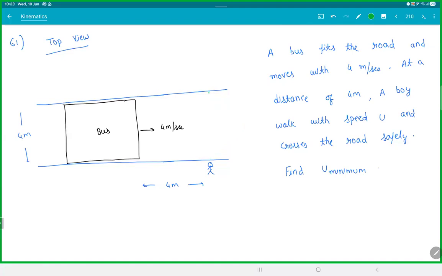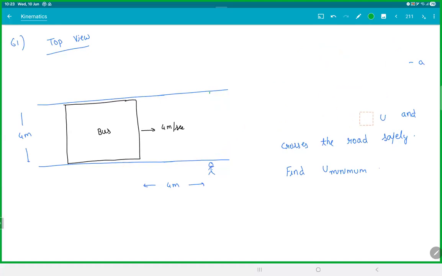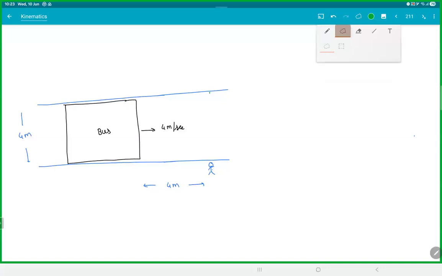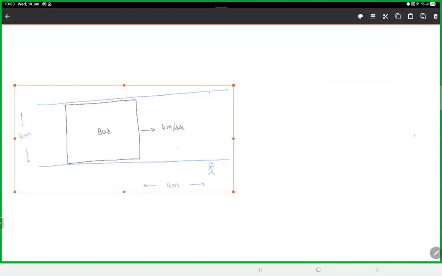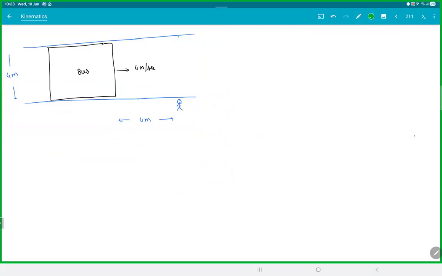Stop the bus. Stopping the bus is the most decent thing. Stopping the man, right, Ahana? Yeah, one answer. Right, Prashant. You have two answers. So let's stop the bus and let's see what the driver will say. Now we don't know. Let the boy go with speed v at an angle theta.